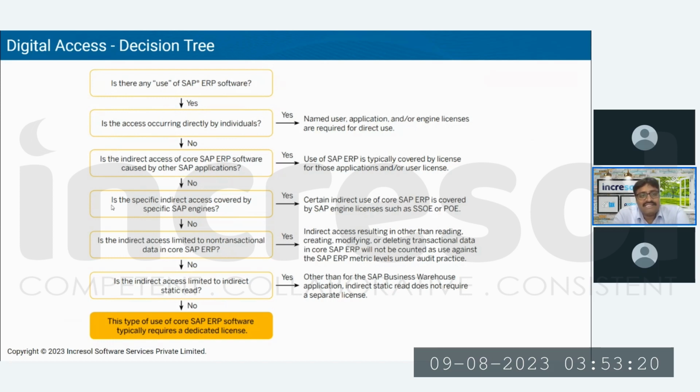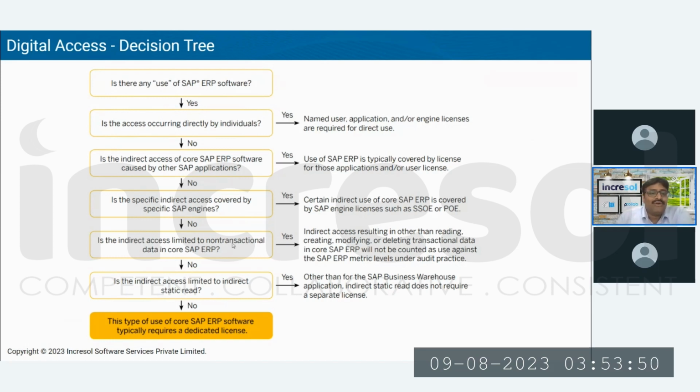Like, is the SAP direct or indirect access covered by SAP specific engines? Okay. There are a few engines like SSOE or the POE type of engines. If you are accessing through that, they are licensed to access SAP indirectly. No harm with that one, no additional licensing obligation is there. In those cases, it's okay. But if you are falling under some more criteria, like still another way of indirect access is happening on your SAP system.